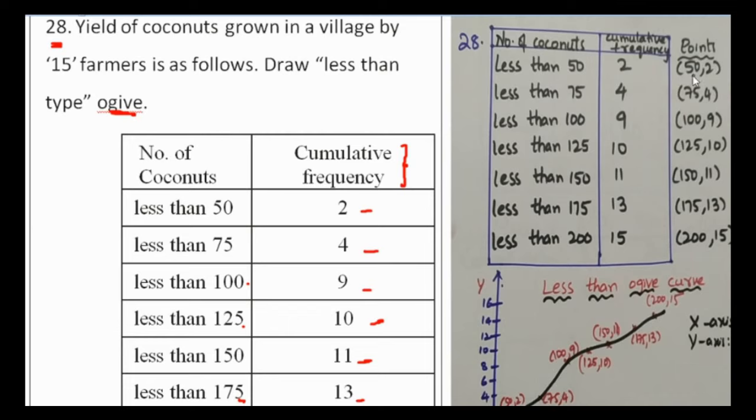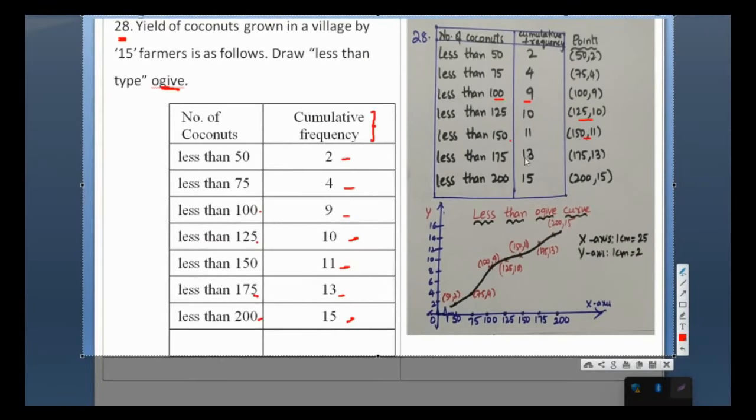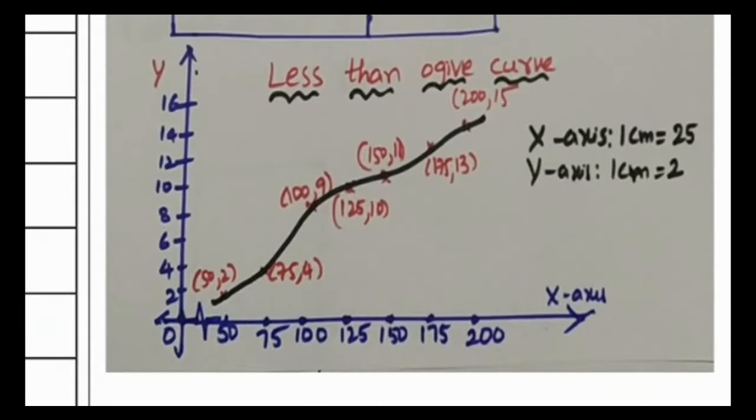So the points will become 50 comma 2, 75 comma 4, 100 comma 9, 125 comma 10, 150 comma 11, 175 comma 13, and 200 comma 15. These points should be plotted on the graph to give the less than ogive curve. So the x-axis will be the class interval and the y-axis will be the cumulative frequency.